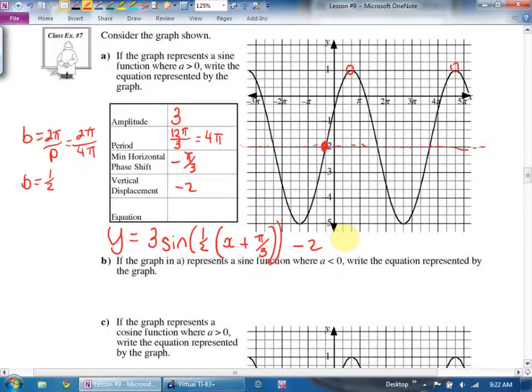B, sorry? Nope, B is positive. Period is always positive. B is going to be positive. And that's why I said we're not going to deal with the horizontal reflection very much at all.